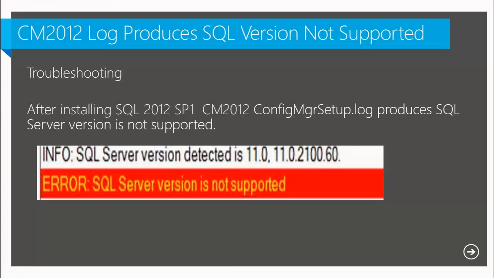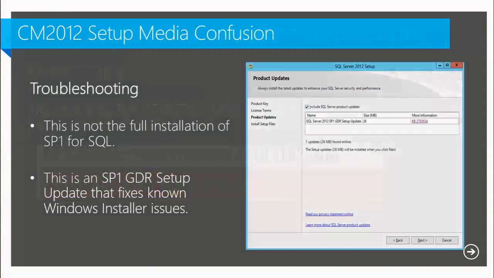Another issue that popped up was a SQL version not supported message during the installation. This has been reported. I have not been able to reproduce this yet, but I know it's been reported enough for me to talk about it. And so really, I don't think it's an issue. I think it's a misunderstanding. What happens during the installation of SQL RTM, Windows Update, I believe, tries to pull down this SP1 update. It's not Service Pack 1. It's a Service Pack 1 update that prepares it for SP1. So it tries to pull this down if you're not using the Slipstream version.